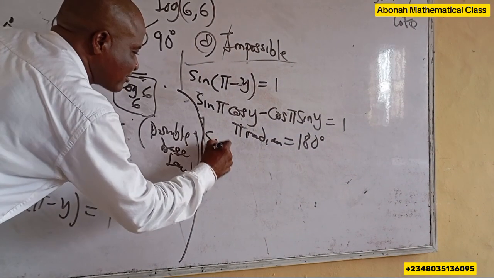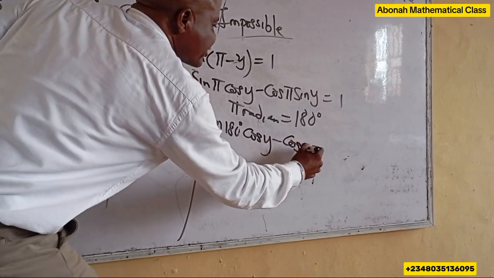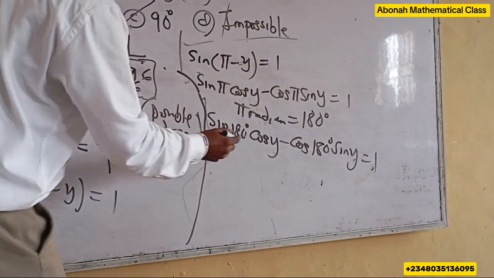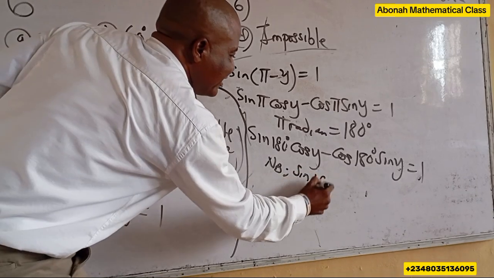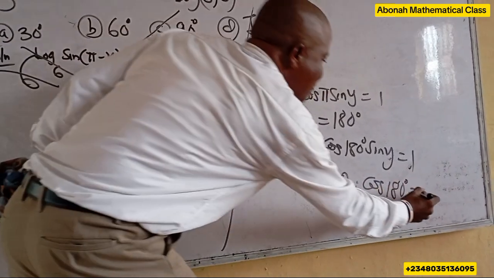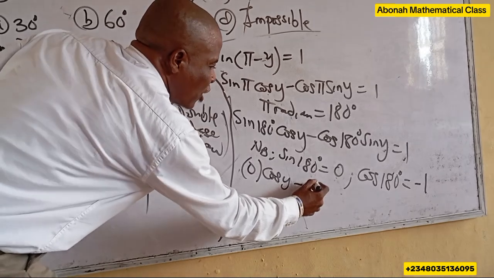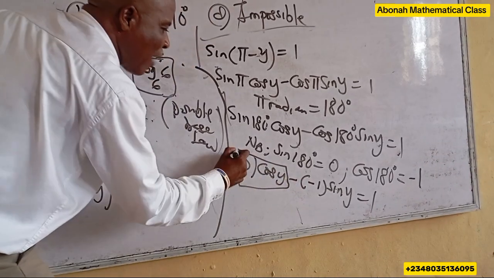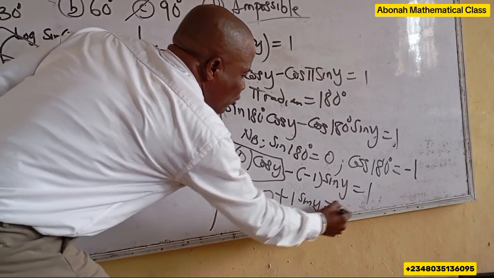I replace this one now: sin 180 degrees cos y minus cos 180 degrees sin y equals 1. My sin 180 is equal to 0. Note, sin 180 in trigonometry is 0, while cos 180 is equal to minus 1. Now, I put 0 cos y minus 1 sin y equals 1. 0 times cos y is 0. Minus times minus is plus. 1 sin y equals 1.